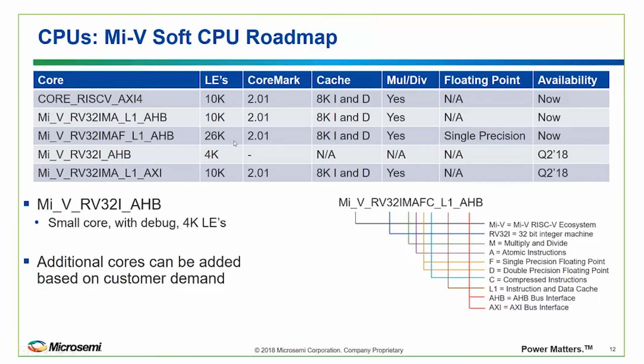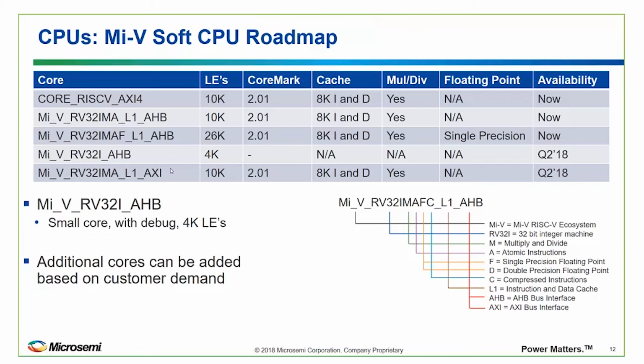So this core has a size of about 26,000 logic elements. And again, it has the 8 KB instruction and data cache. So all 3 of these are available today from the IP catalog. We have plans to bring out a couple of other cores. They should be out in the second quarter of 2018.